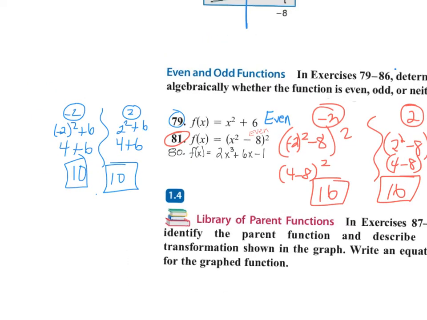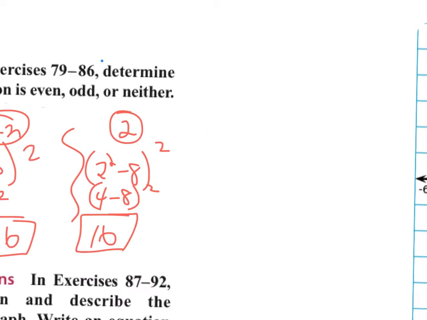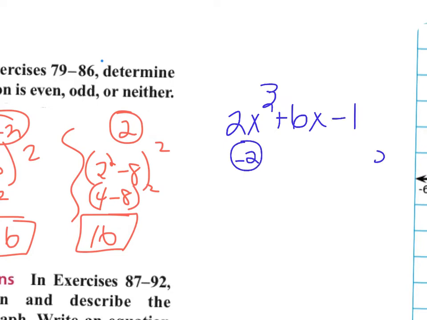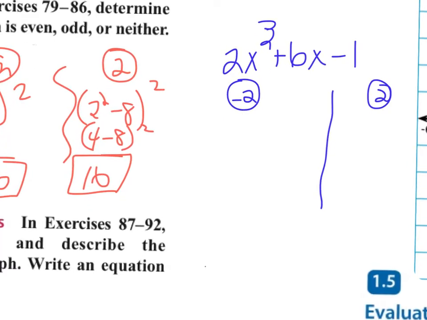So we have 2x squared plus 6x minus 1. Yeah, you're right. I'm sorry, minus 1. So negative 2, positive 2. So you have 2 times negative 2 cubed plus 6 times negative 2 minus 1. What is negative 2 cubed?